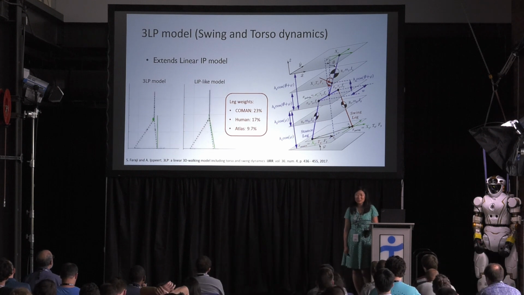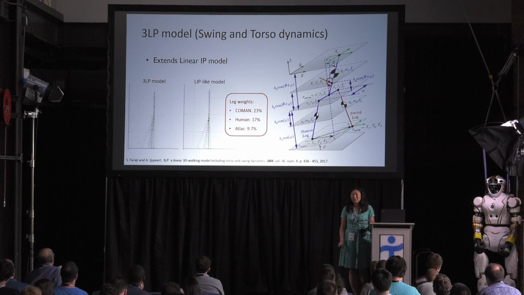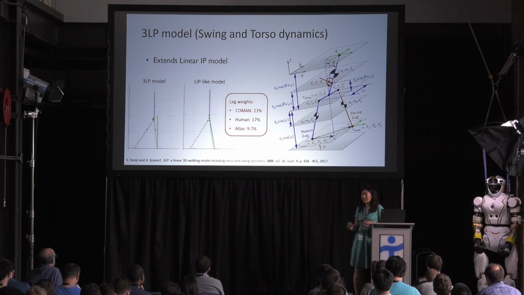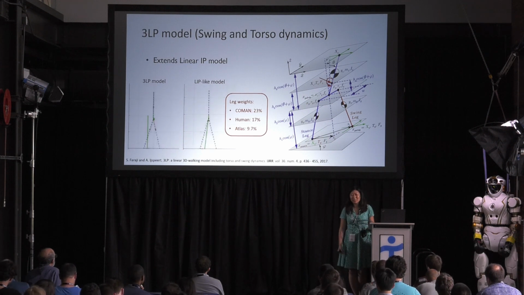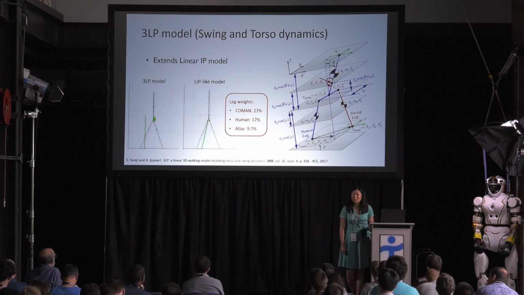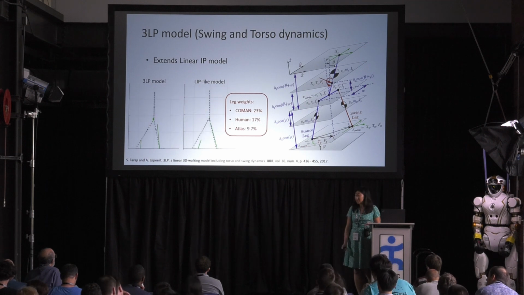So this is the 3LP model. It's an extension of the linear inverted pendulum model, but now it accounts for swing dynamics. Swing dynamics in this model is very important, as well as torso balancing. One of the main motivations is if you look at the percentage of leg weights for humans or for Atlas, but for Coleman it's quite high. So this is the robot he uses. So swing dynamics becomes very important to the type of control that he wants to do for his walking robot. And so this is his model to be able to model that.